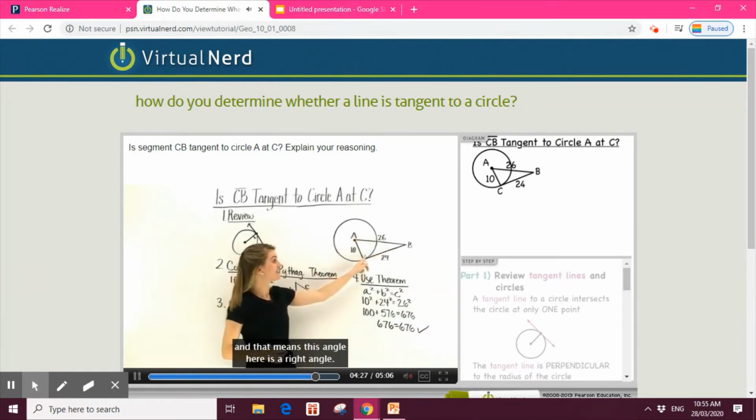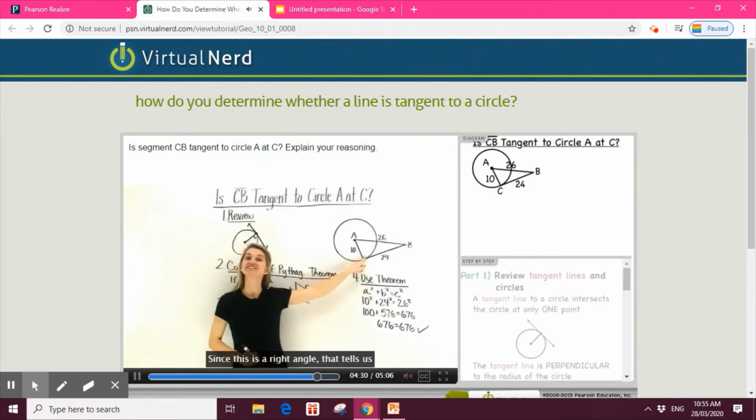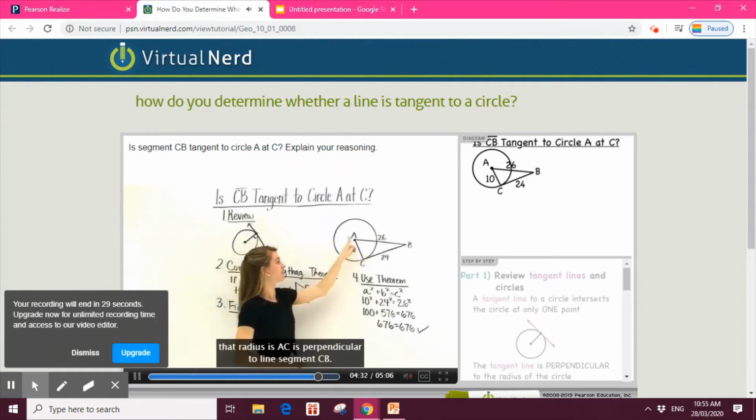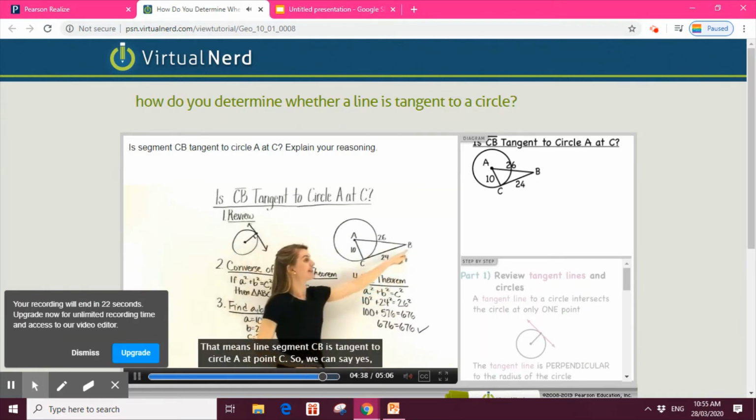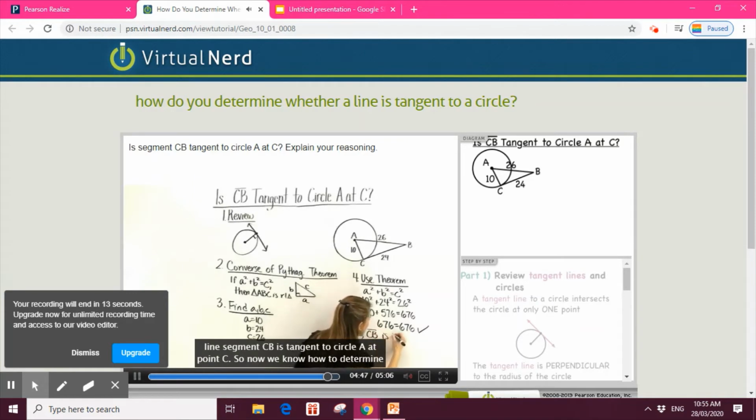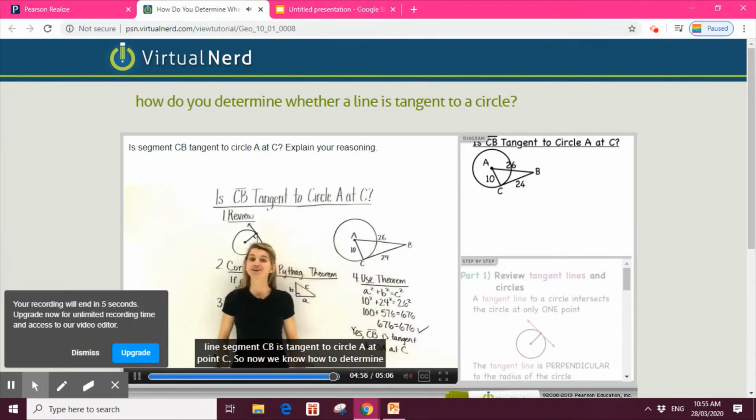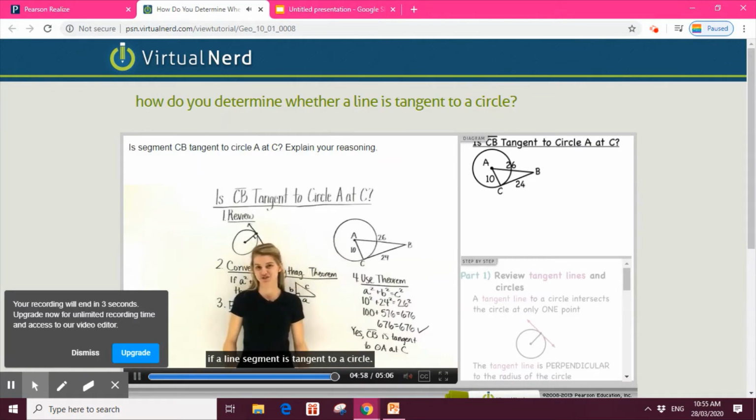And that means this angle here is a right angle. Since this is a right angle, that tells us that radius AC is perpendicular to line segment CB. That means line segment CB is tangent to circle A at point C. So we can say yes. Line segment CB is tangent to circle A at point C. So now we know how to determine if a line segment is tangent to a circle.